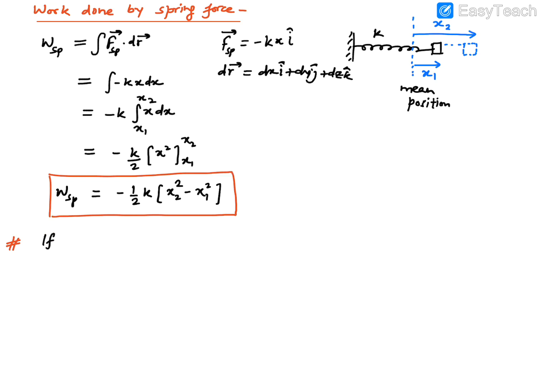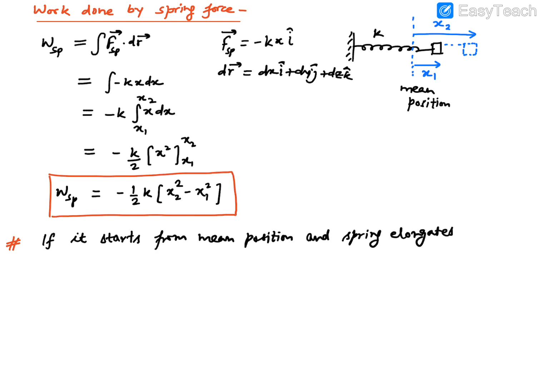That means if the block starts from relaxed or mean position and the spring elongates or compresses by x, then x1 will become equal to 0 and x2 will become equal to x. So the work done by spring force will become equal to minus half kx square. So minus half kx square is the work done by spring force when it goes from 0 to x.